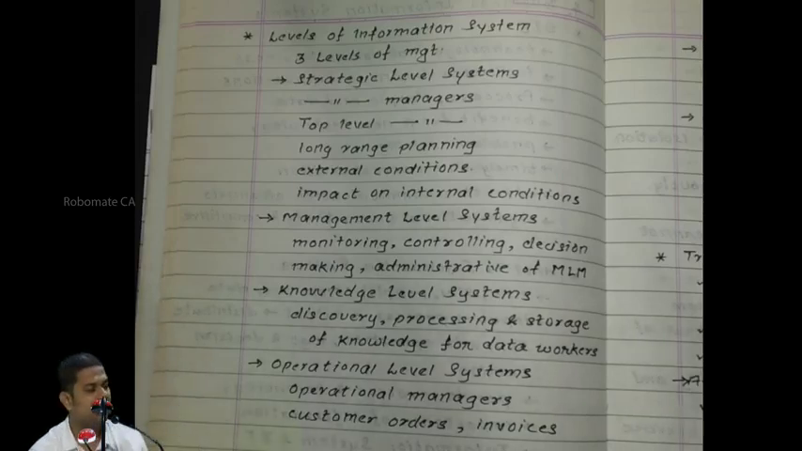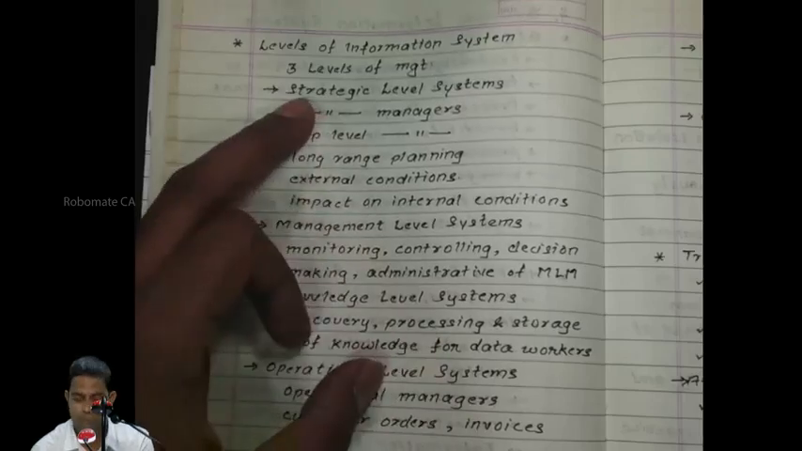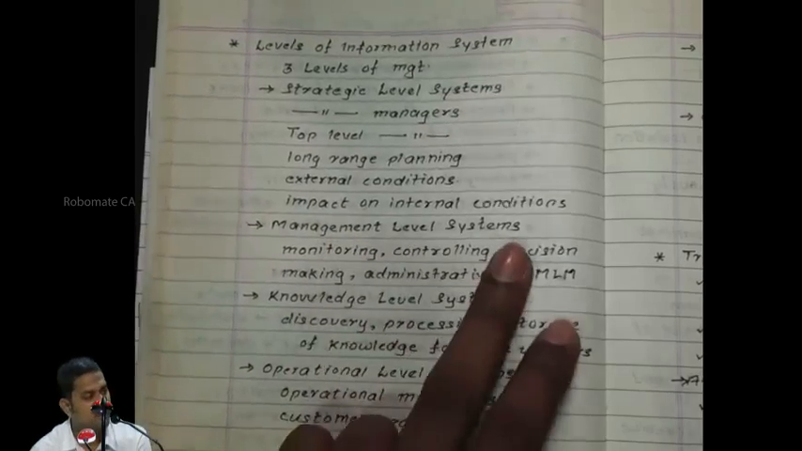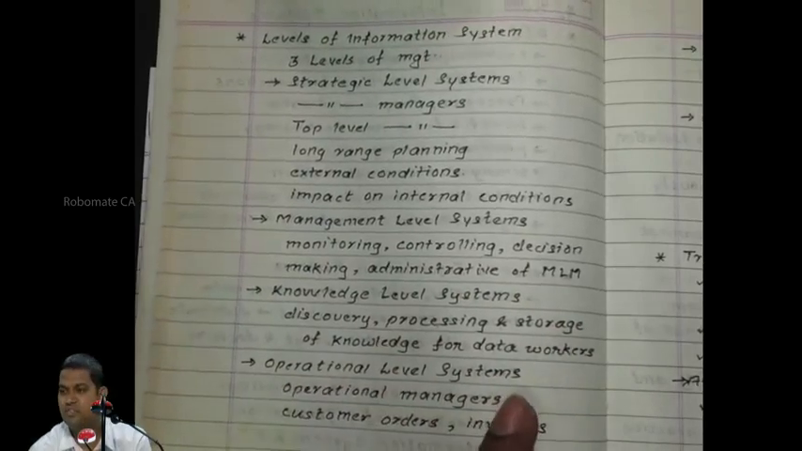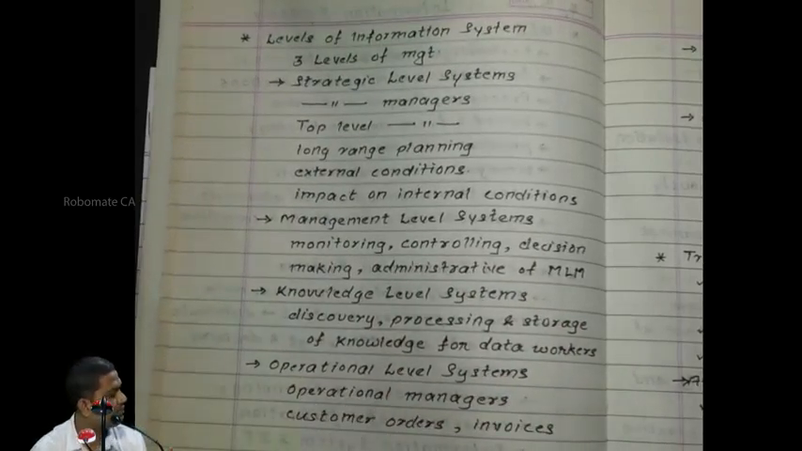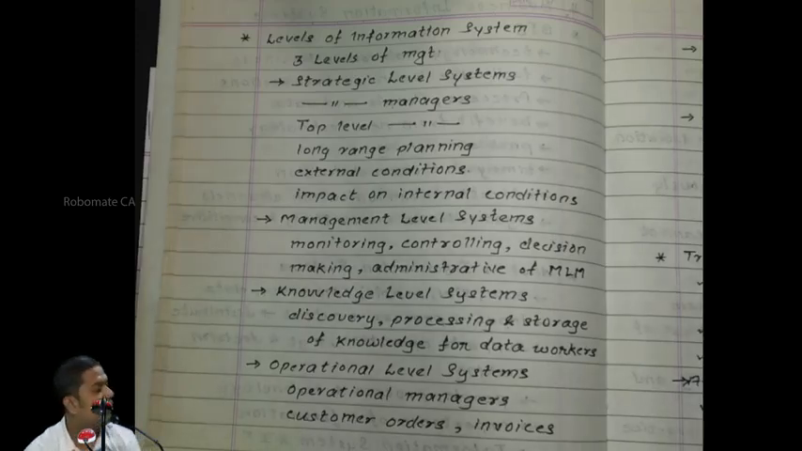They support everyone. They give information to the strategic level system people, they give knowledge to the management level system people, and they also give knowledge to operational level systems or operational level managers. That is the patch I was talking about. And these people are highly qualified and highly trained in the field of information technology. They know the science of information technology.